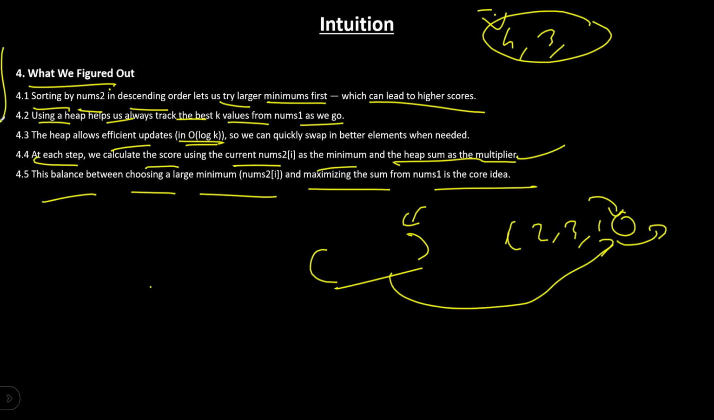So this is what we figured out after solving the problem, that we have to use a min heap and we have to sort nums2 in descending order so that we could get the value. So I hope you understood the intuition. It was pretty straightforward and simple, and I tried to break it down in the easiest way possible. So let's go to the next slide.